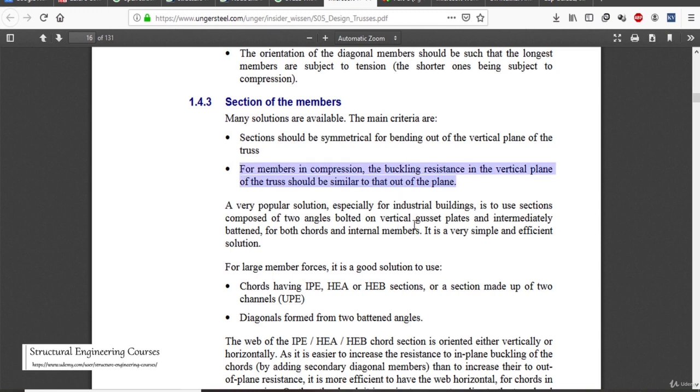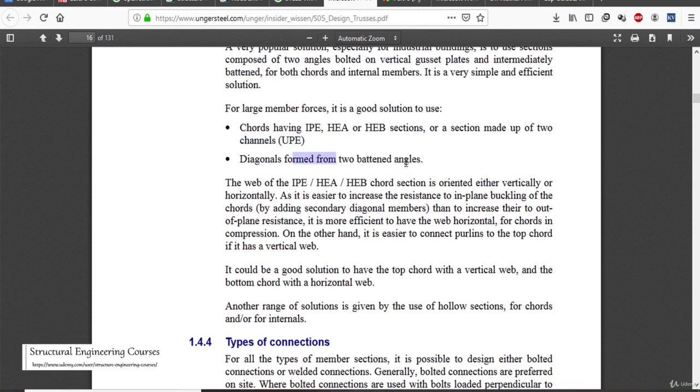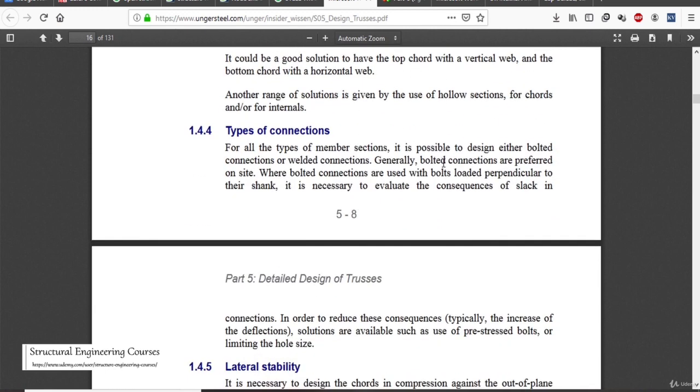So for large member forces, it is a good solution to use chords having IPE, HEA or HEB sections, because this is basically a Euro standard specification. So that is why this language is being shown here. These are nothing but simple I sections that are being referred to here. And diagonals can be from two angles.